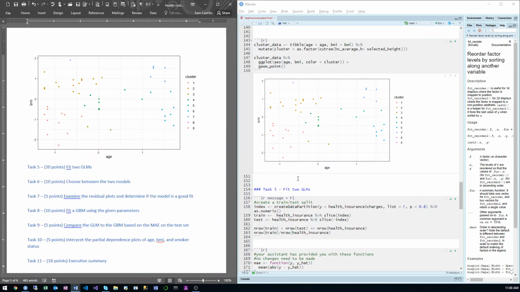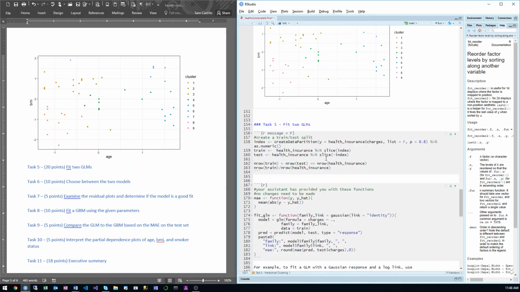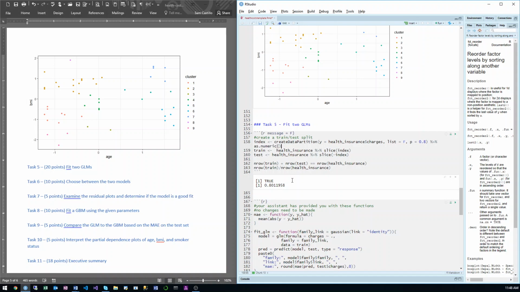Okay, now moving on to task 5. Here's some code that will create a train and test partition. I'll just run that. I'll see that 80% of the observations are in training. So first, I split the data into training 80%, testing 20%.